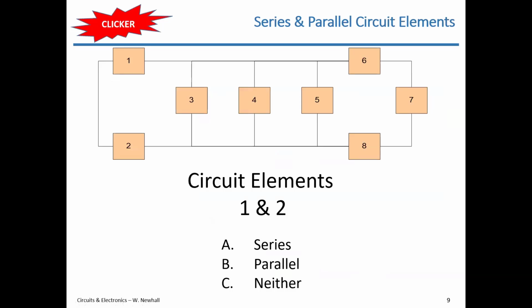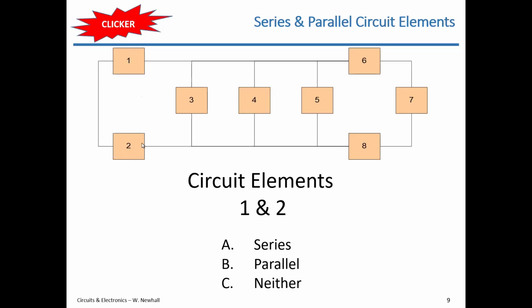Okay, so here is a circuit. I have 8 circuit elements. They're all connected together like this. So answer, circuit elements number 1 and number 2, are they in series, parallel, or neither? Here's how I would work this problem. I want to determine if 1 and 2 are in series, parallel, or neither. So I ask myself, if I had current flowing through circuit element 1, would that same current flow through circuit element 2? And I would say yes, because if current flows out of circuit element 1 to the left, it would flow into circuit element 2.